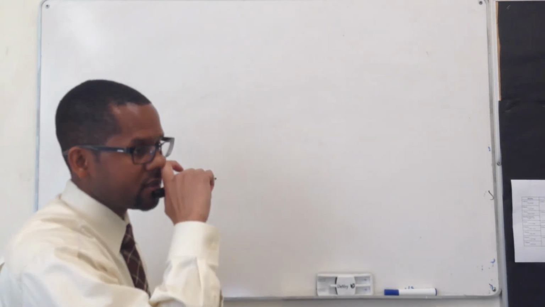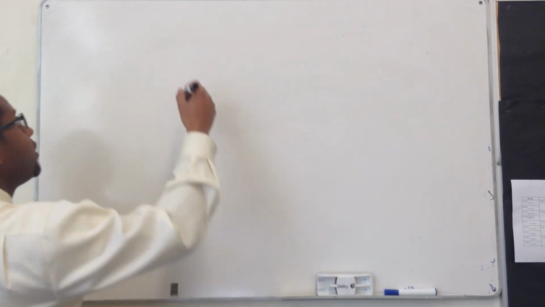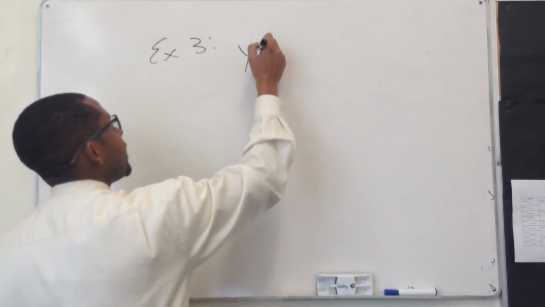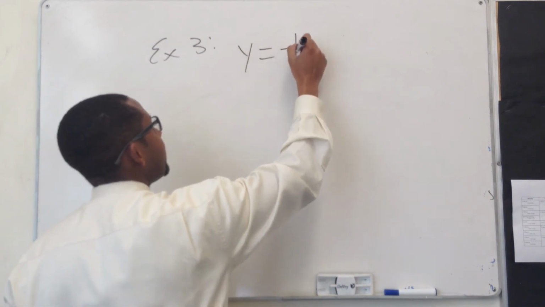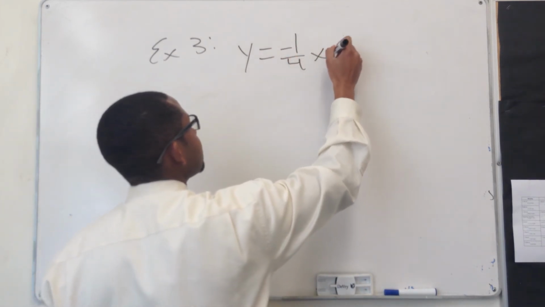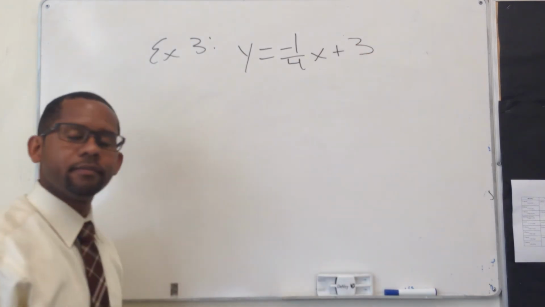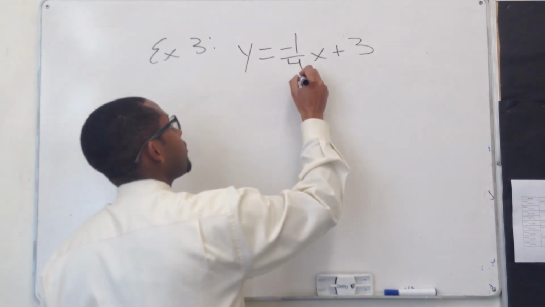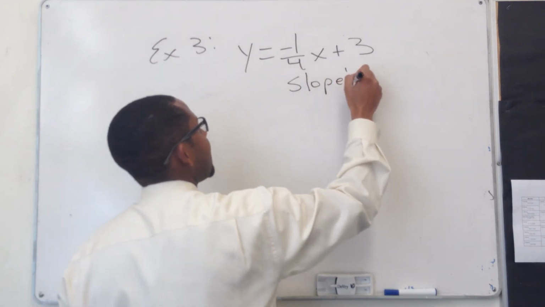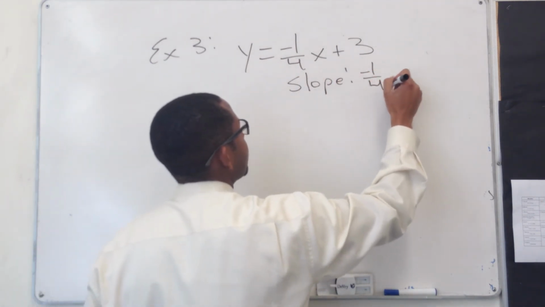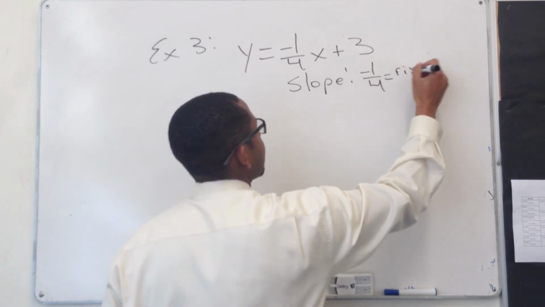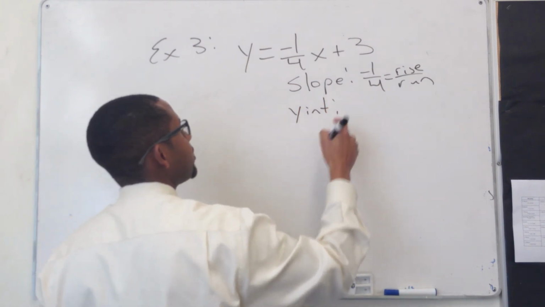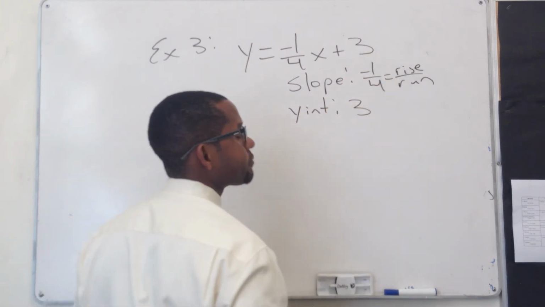Next piece says, graph this. Example 3 says y equals -1/4 x plus 3. Tell me the slope and the y-intercept. Hopefully you just paused and you said, I got this fast. Slope is -1/4, which is a rise and a run. And the y-intercept of this one is 3.